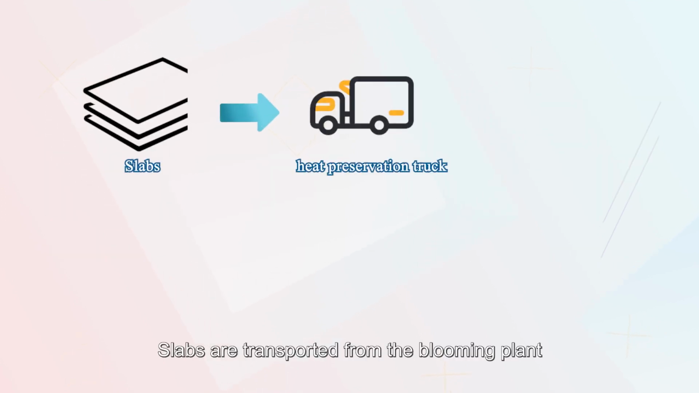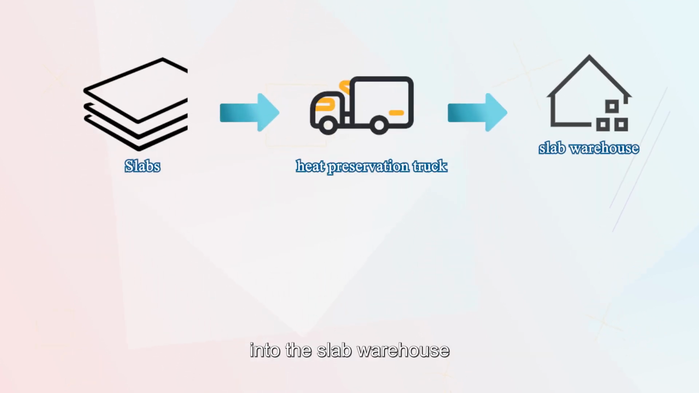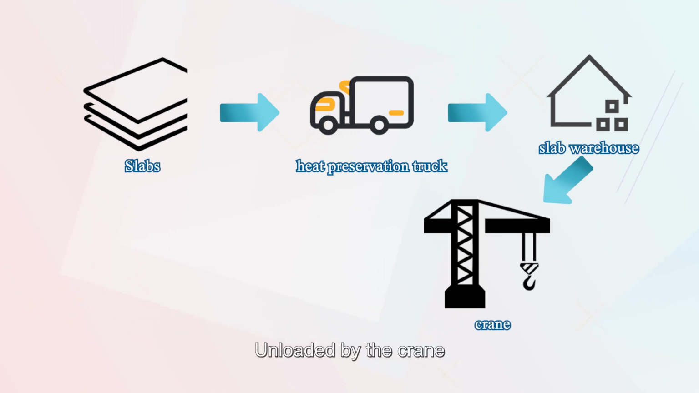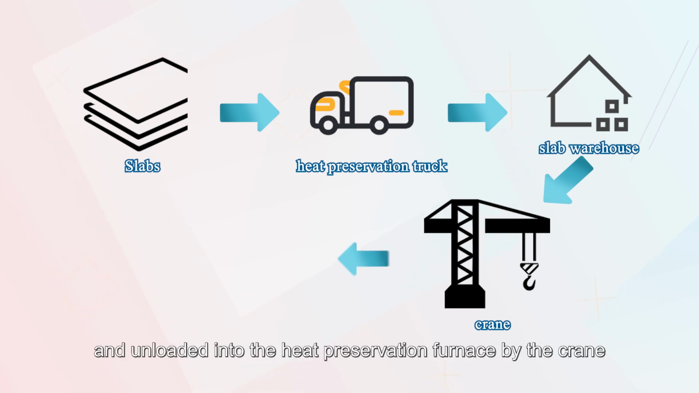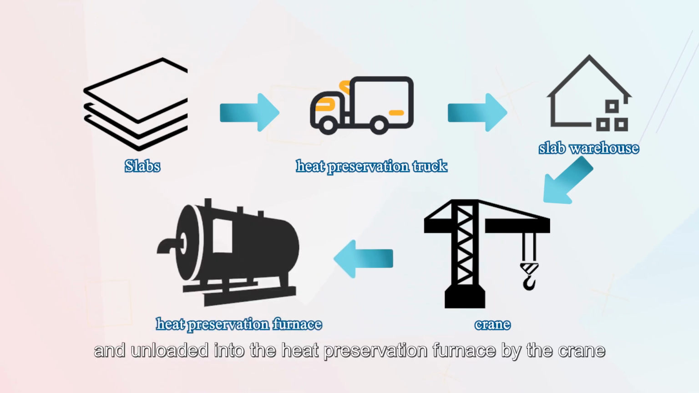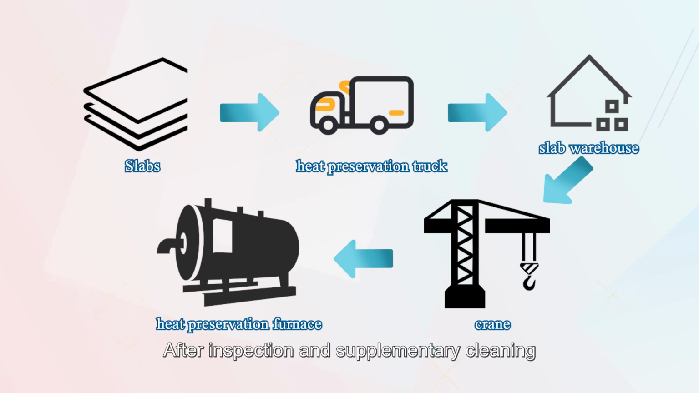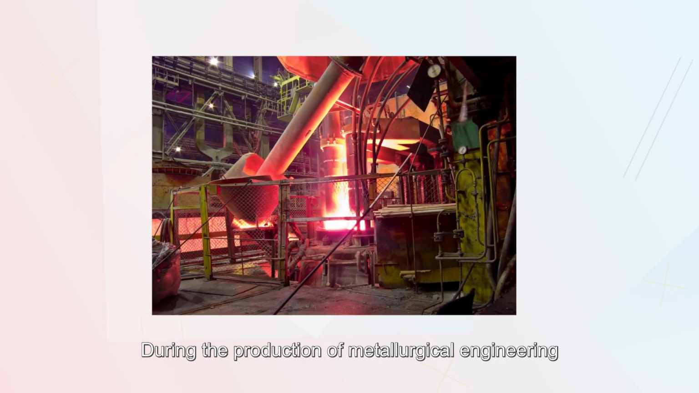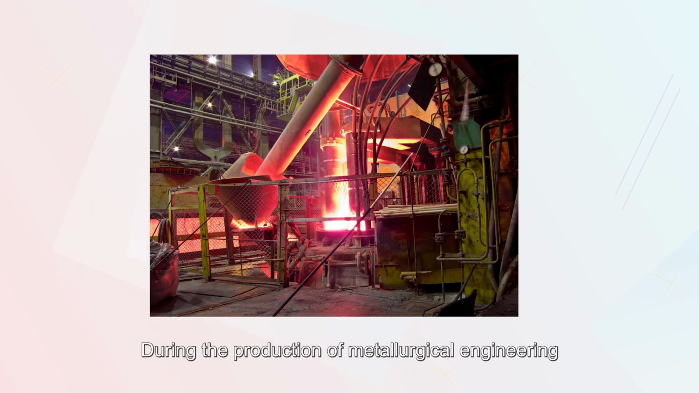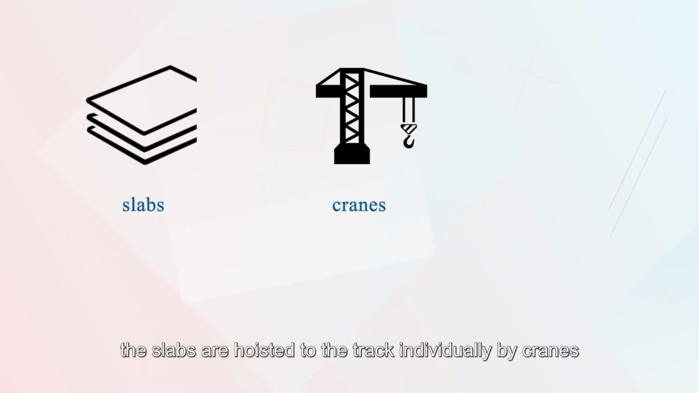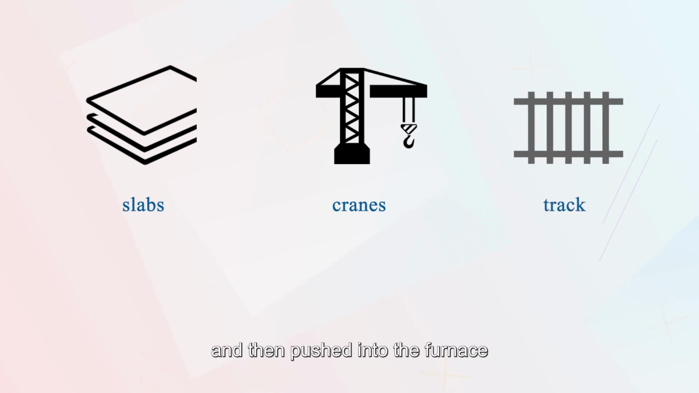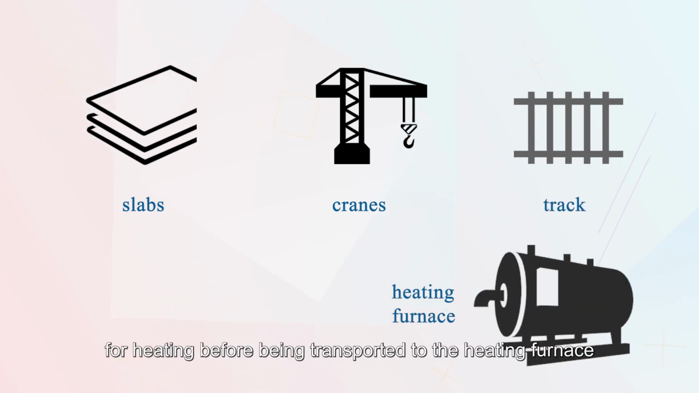slabs are transported from the blooming plant into the slab warehouse. Unloaded by the crane, slabs are stored in the warehouse and unloaded into the heat preservation furnace by the crane. After inspection and supplementary cleaning, the steel is put into the heat preservation furnace of rolling. During the production of metallurgical engineering, the slabs are hoisted to the track individually by cranes, and then pushed into the furnace of heating before being transported to the heating furnace.